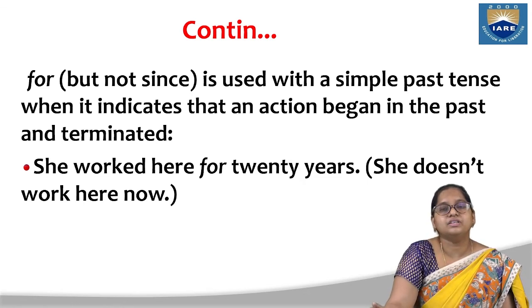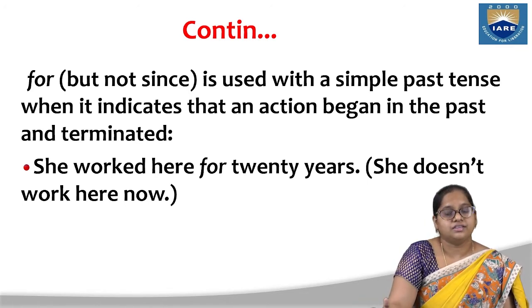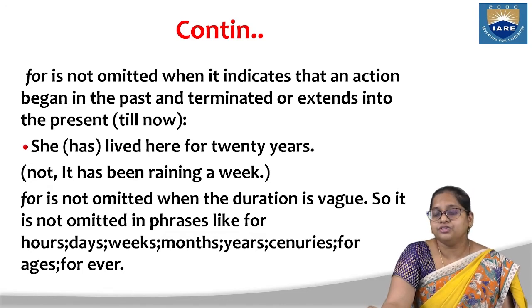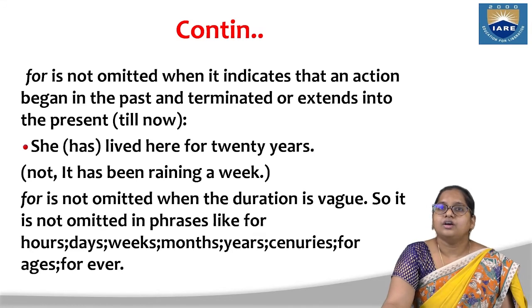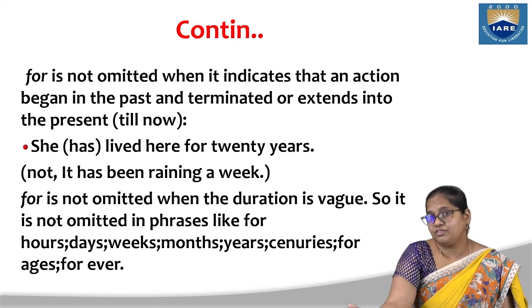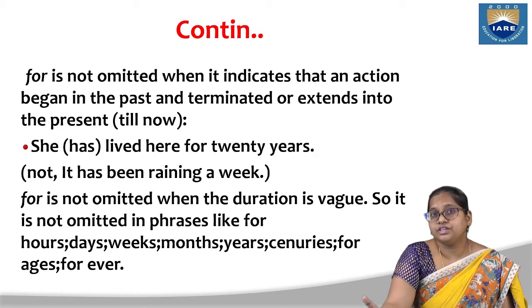Simple past is very simple. Using prepositions in the context of simple past is very easy and good. Right. For, but then some exceptions are these. When do you omit for, and when do you not omit for? For is not omitted when it indicates that an action began in the past and terminated, that means something which has already been done, or extends into the present now.